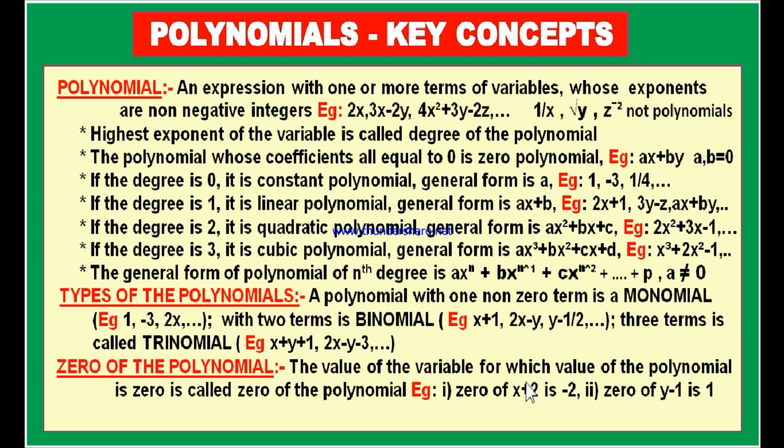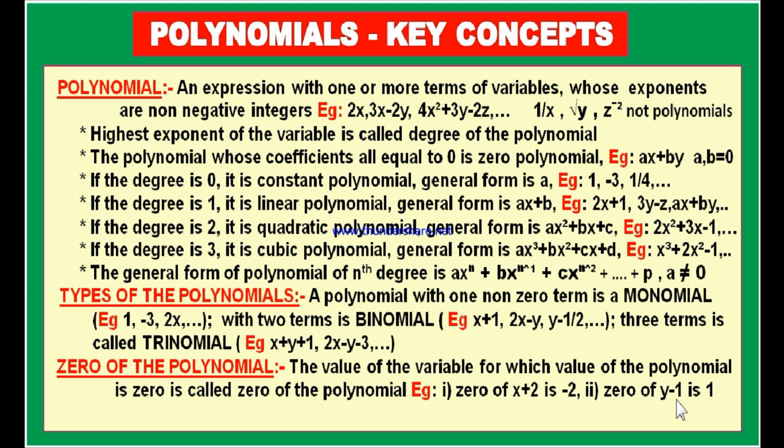Here, what is the variable? x is the variable. Now, in the place of x, if you substitute minus 2, then what will be the value of the polynomial? If we write minus 2 in the place of x, this will be minus 2 plus 2. What is minus 2 plus 2? It becomes 0. Therefore, if we substitute x is equal to minus 2, the value of the polynomial becomes 0. Therefore, this minus 2 is called zero of the polynomial.